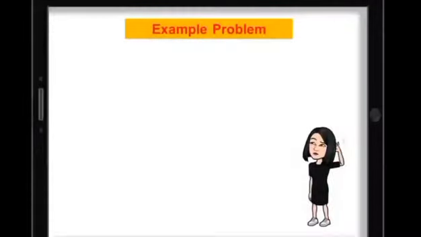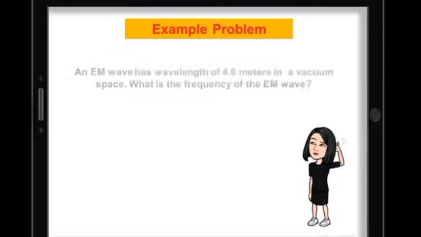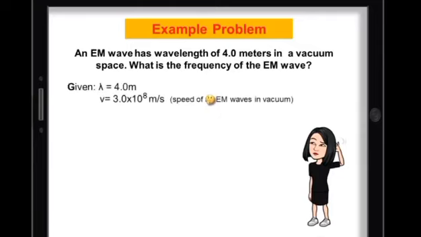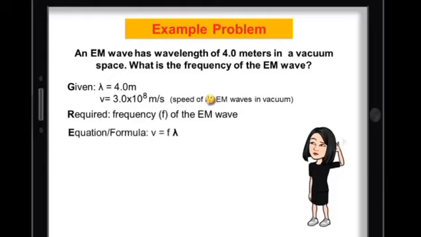And now, let us try to solve a problem using the wave equation. An EM wave has a wavelength of 4.0 meters in a vacuum space. What is the frequency of the EM wave? First, let us identify the given. The given are wavelength is equal to 4.0 meters, and the speed of EM waves in a vacuum is 3 × 10⁸ meters per second. We are looking for the frequency of the EM waves.